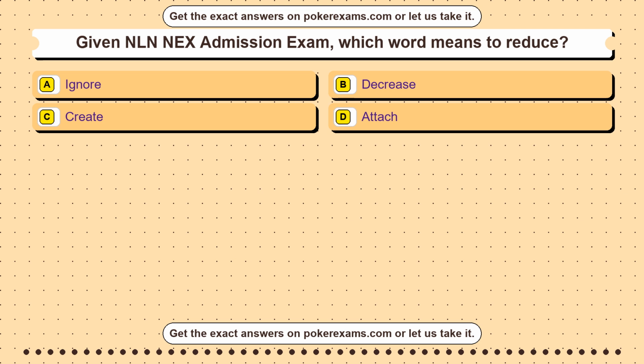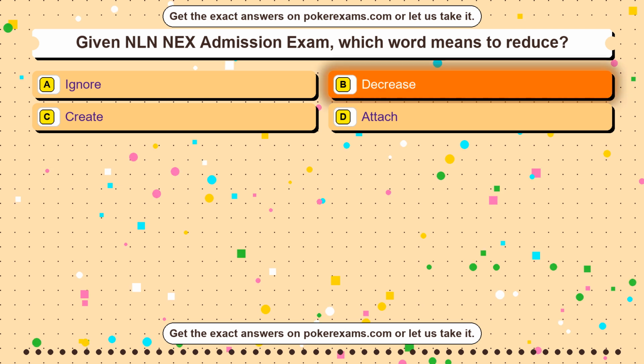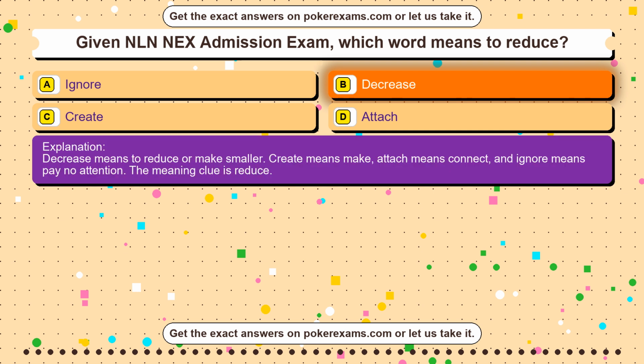Question 28. Given NLN NEX Admission Exam, which word means to reduce? Option A ignore. Option B decrease. Option C create. Option D attach. The correct answer is option B. Decrease. Decrease means to reduce or make smaller. Create means make, attach means connect, and ignore means pay no attention. The meaning clue is reduce.